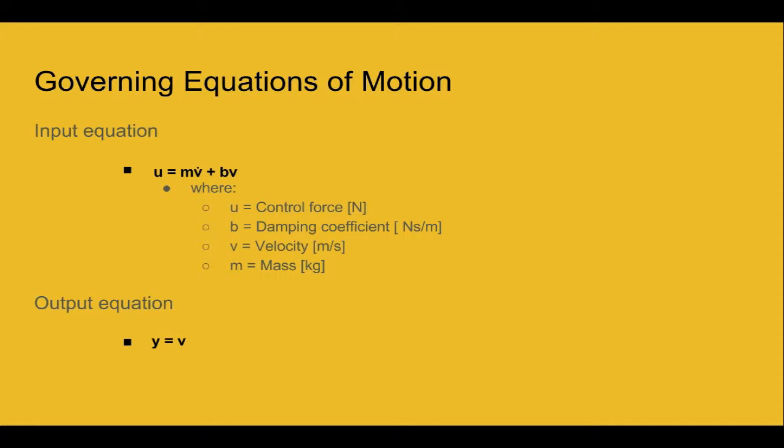Summing forces in the x direction and applying Newton's second law, we arrive at the following system equation. The forcing function that tracks how the car changes speed is u, the control force. U equals the mass times acceleration plus the damping coefficient multiplied by the current velocity. The input of the system is the current velocity of the vehicle, and the output of the system is the new velocity of the vehicle.